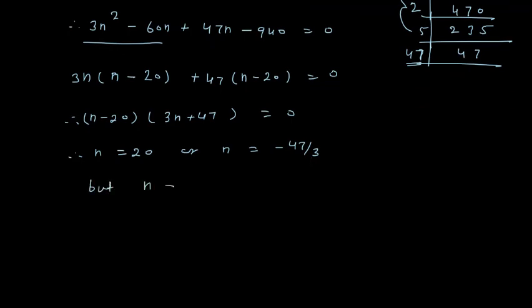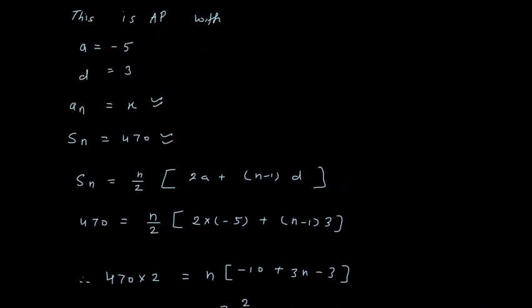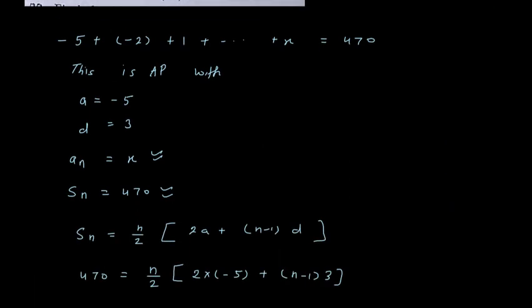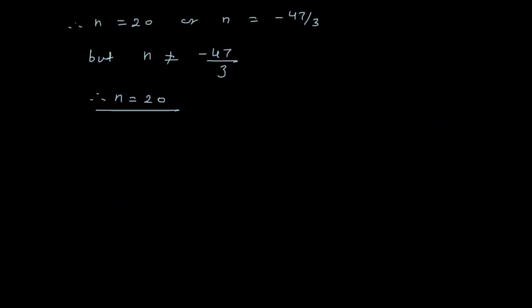n cannot be minus 47 divided by 3. So therefore the value of n is 20. Once you get the value of n as 20, now you can apply the formula for a_n. Therefore a_n, that is a20, is equal to a plus 19d.